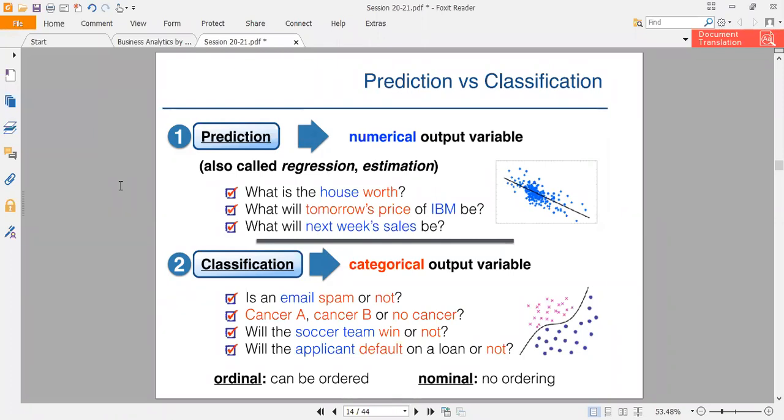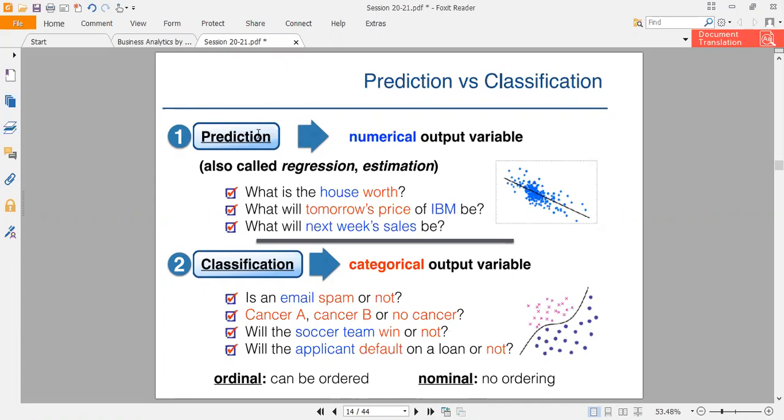That would be categorical. So for example, you have built a model that classifies an email as either spam or not spam. So your output is categorical. Then you have, let's say, another model that classifies whether a person has one type of cancer, another type of cancer, or no cancer. And similarly, you have other examples, like whether a person would default or not, whether a team would win or not. All of these are categorical outputs.